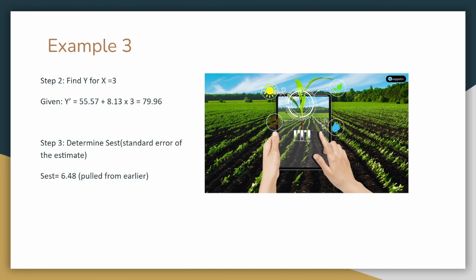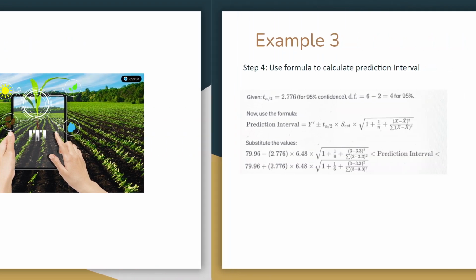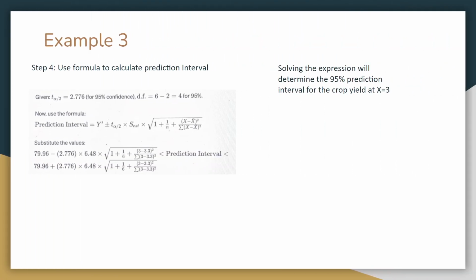The second step is to find y for x equals 3. That is your given. The third step is to determine the standard error of the estimate, and that was pulled from earlier. The last step is to use the formula to calculate the prediction interval. That's your given. You plug that into the formula, and solving the expression will determine the 95% prediction interval for the crop yield at x equals 3.